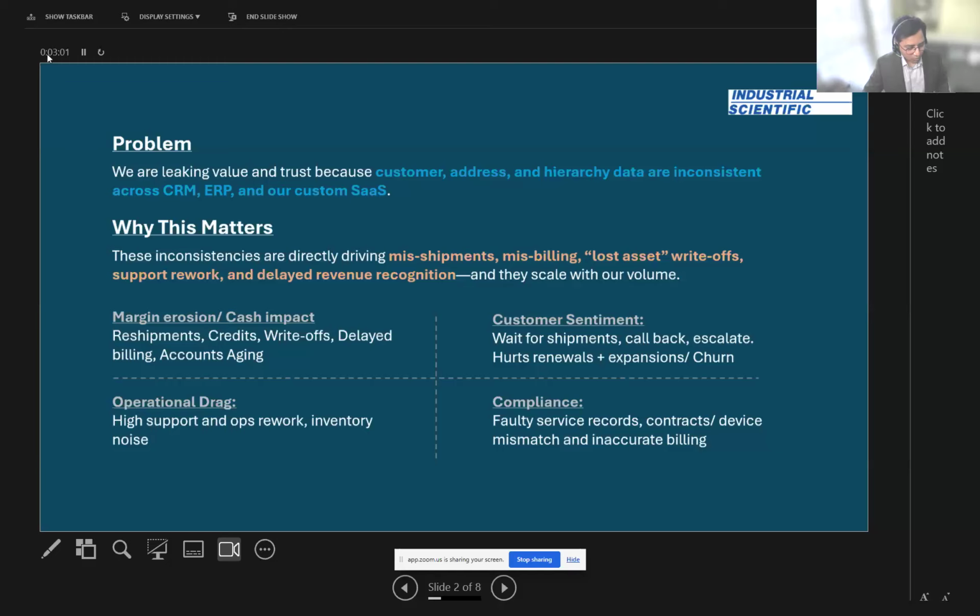And then, of course, there's a huge hit on the operations side, where we have to do a lot of rework in cleaning up the addresses, cleaning up our contracts, sending new orders to the customers repeatedly because they have not received the orders in the first place, all because the customer information is not correct.